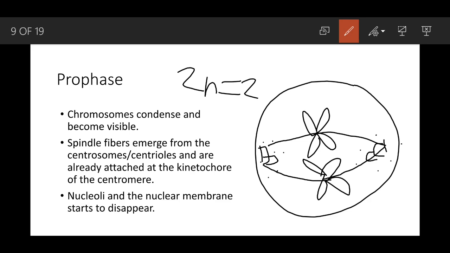And then, your nucleoli and your nuclear membrane start to disappear. So, as a representation of number 3, we draw the nucleus like this, using broken lines because at this part, they are already disappearing. And at the end of prophase, they'll be gone. So that's it for prophase with 2n equal to 2 chromosomes. Okay, now, next.